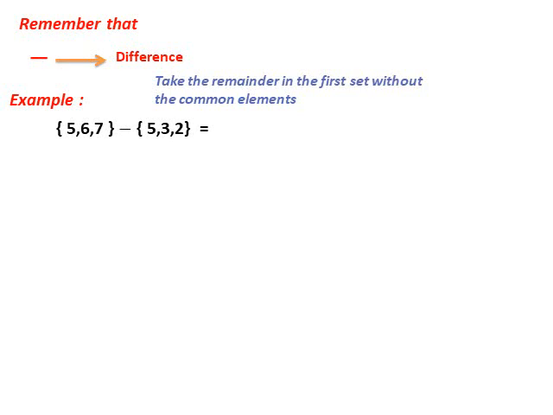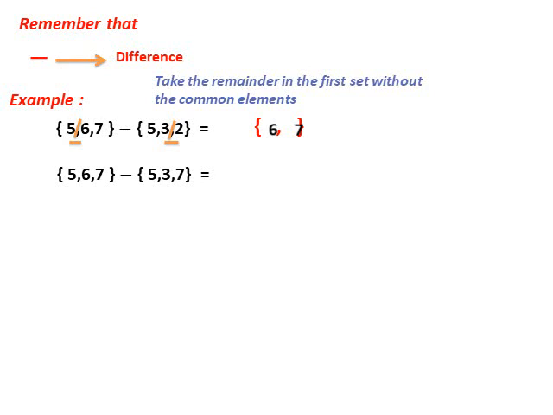We will remove the common first. Which is the common number in the two sets? Yes, I found 5 here and 5 here. So I will cancel 5 and 5. So I take the remainder. But wait. Remainder in what? Let's read that again. Take the remainder in the first set. I will take the remainder in the first set only. So I will take 6 and 7.